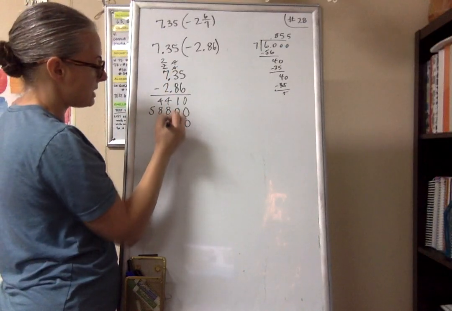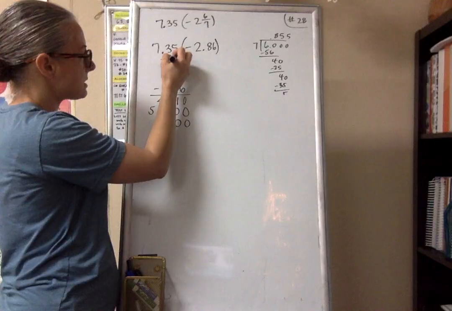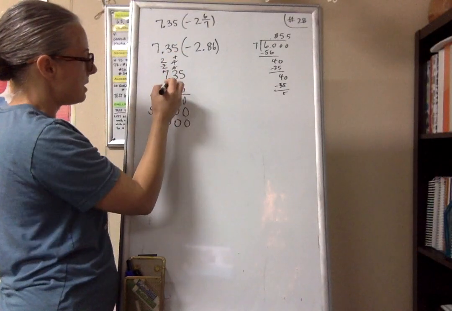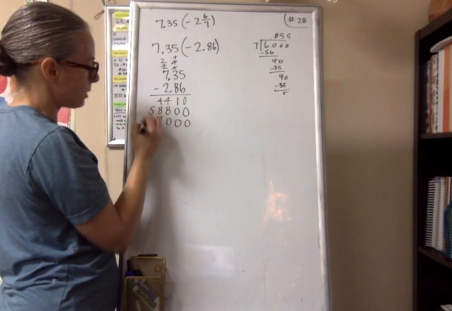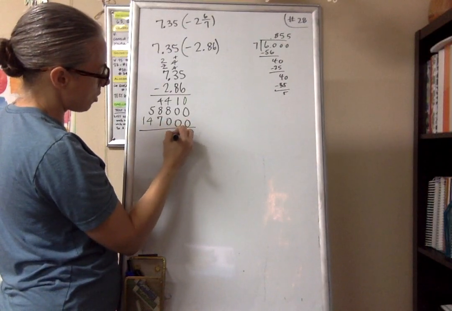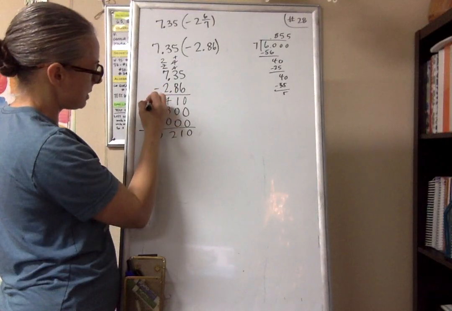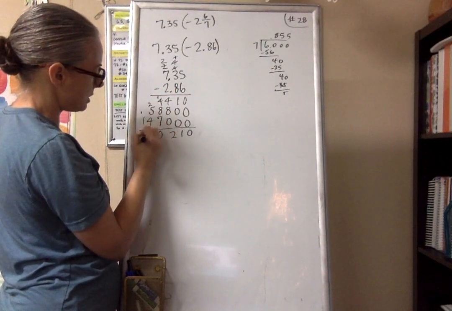2 times 5 is 10. Write my 0, carry my 1. 2 times 3 is 6, and 1 makes 7. And 2 times 7 is 14. I'm going to add my columns. 0, 1, 2, 3, and so on through the columns.